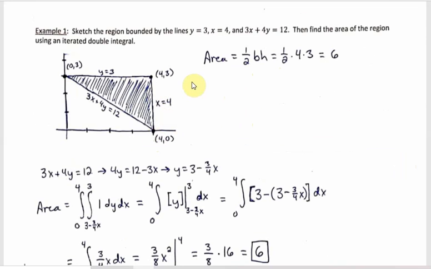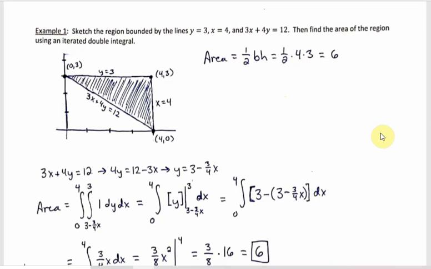So we want the region bounded by y equals 3, x equals 4, and 3x plus 4y equals 12. So y equals 3, that's up here. That's the top of that triangle. x equals 4 is the right side. And with the 3x plus 4y equals 12, I just got the two intercepts. For this to work out, the x-intercept's got to be 4, the y-intercept's got to be 3. So you get that diagonal right there. And if you want to do the area the conventional way, it's a triangle, so 1/2 base times height. 1/2 times 4 times 3, you get 6.